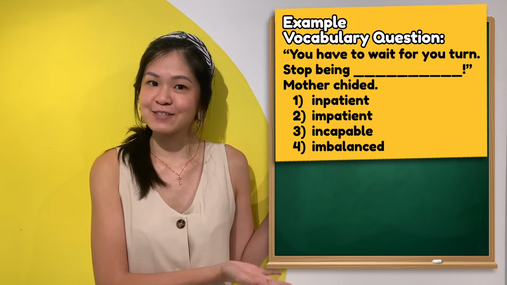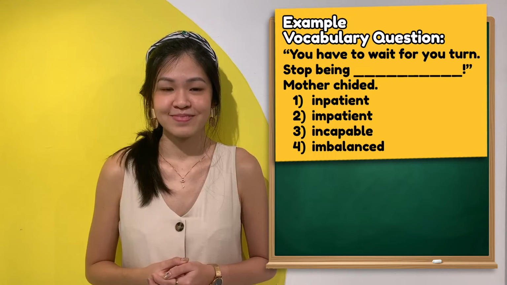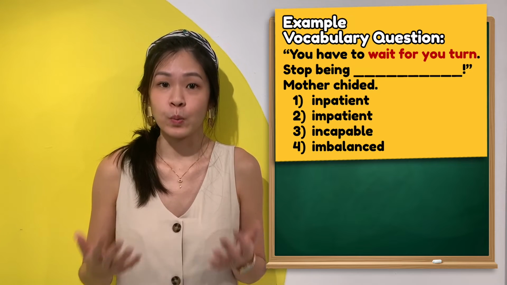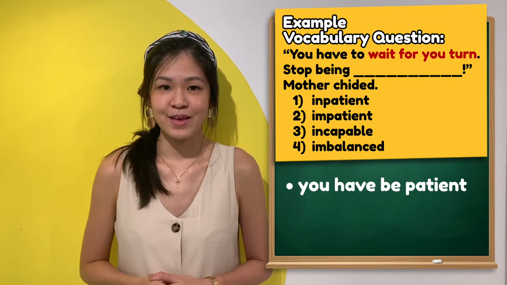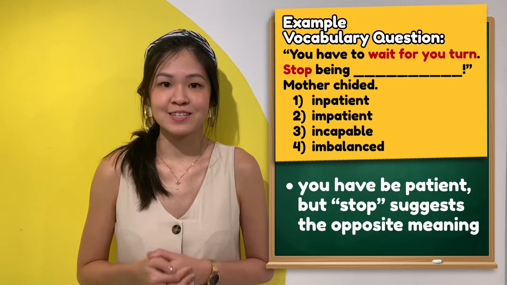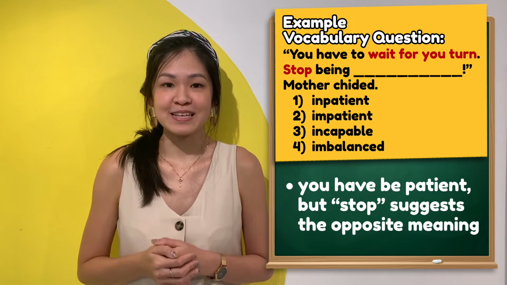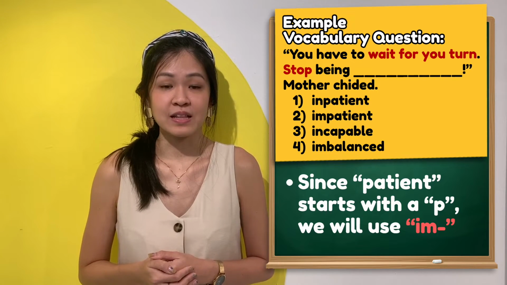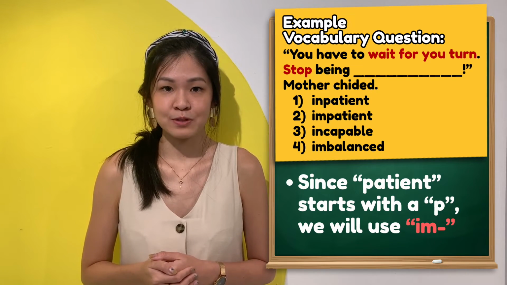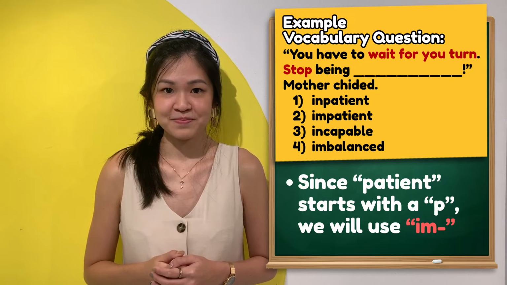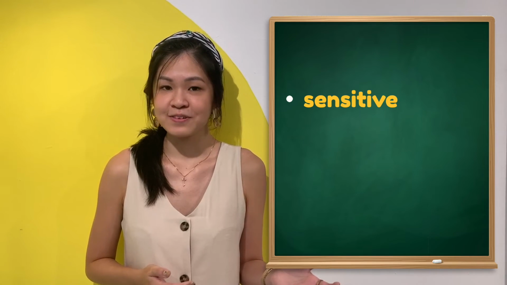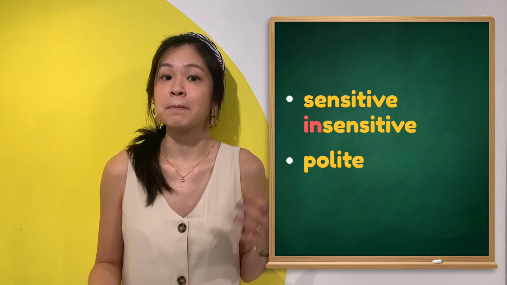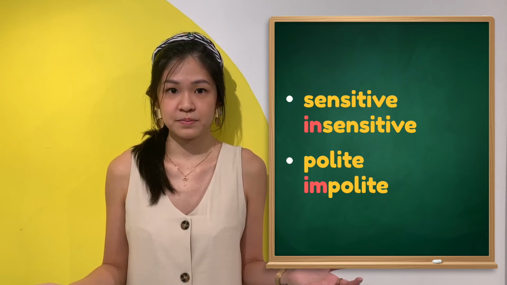Let's take a look at this vocabulary example. Since the clue here is wait for your turn, you know you have to be patient. The word stop suggests the opposite meaning. Note that since the word patient starts with the letter P, we will use the prefix im instead. Therefore, the answer is impatient. Other examples will be sensitive and insensitive, as well as polite and impolite.